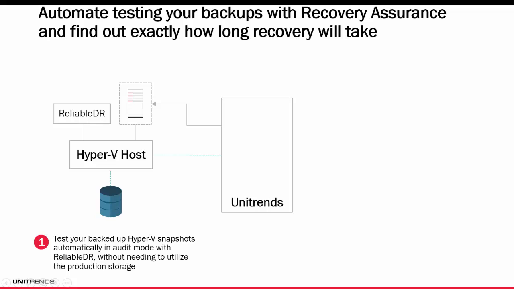So here, for example, you can test your Hyper-V snapshots automatically in the audit mode using Reliable DR. This is done so that you don't actually need to utilize your production storage. And the tests are done automatically all the way down to the application level. So I know for certain that my SQL server is going to be able to function, or that my Exchange emails are working, or I can ping out to a host, and all this done without impacting production, network, or performance.